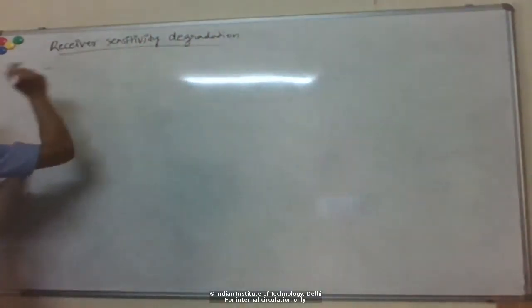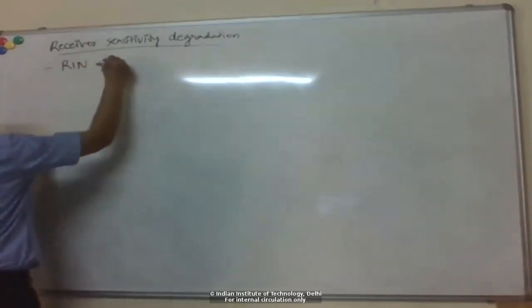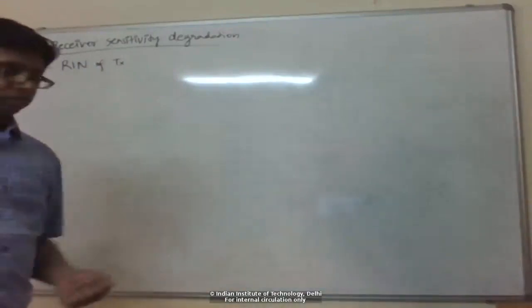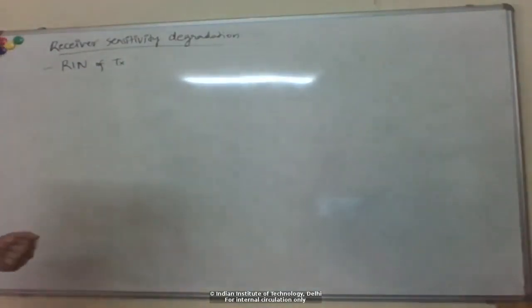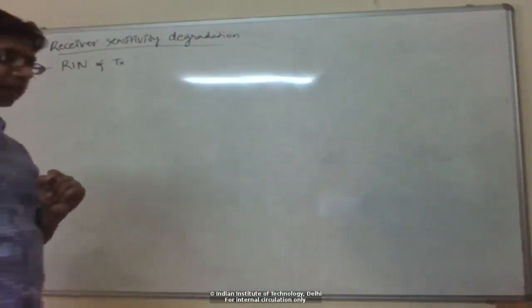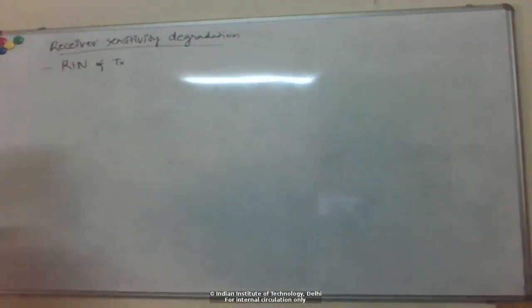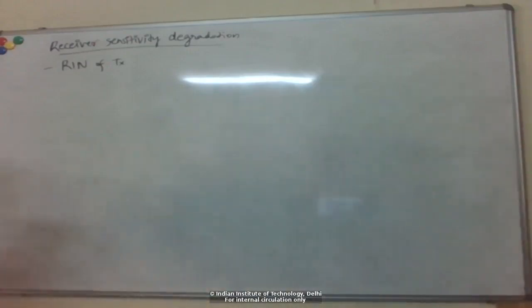Okay, so next we look at the relative intensity noise from your transmitter laser source, for example. We discussed the relative intensity noise when we were discussing semiconductor lasers. And we saw that basically the optical power coming out of a laser has some fluctuations. So even for constant bias, the output power is not constant. So that would mean that there are some fluctuations in the optical power.